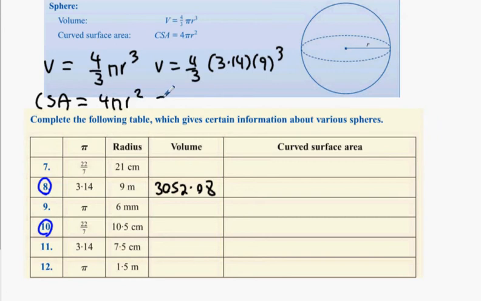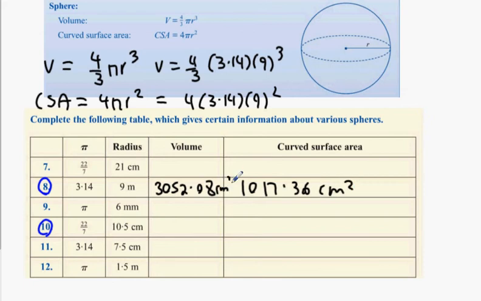What's the pi value we're going to use then? And then the r value? And what you get? 1017.36 centimeters squared. One of them centimeters cubed, the other one centimeters squared. Okay. Does anybody need me to do number 10? Same thing, except different numbers, right? Hemisphere is harder anyway. Alright, moving on.